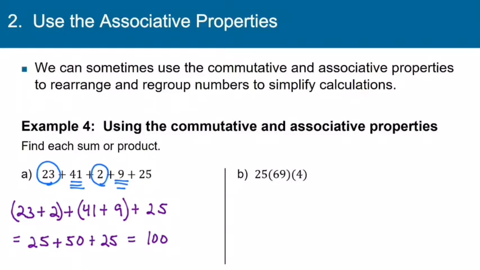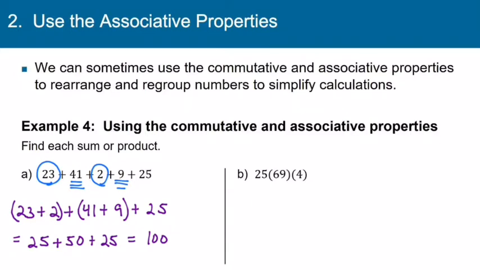And let's look at part B. Here we have 25 times 69 times 4. Now I'm sure you can imagine that if you had to work out 25 times 69, that would be a little bit of a complicated problem, because you'd have to write it down and do all of the multiplying and carrying and so forth that comes with multiplying two-digit numbers together.